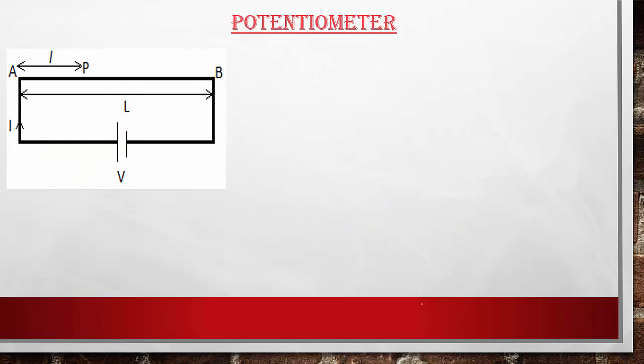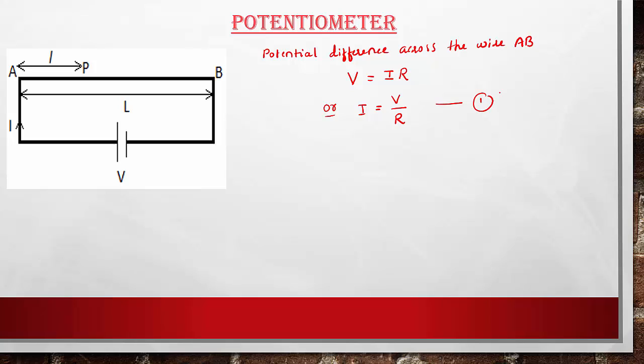Now we are going to consider the potential difference across the wire AB. I will redraw this diagram to understand the concept. The potential difference across the wire AB is given by V, where I is the steady current flowing through the wire and R is the resistance of the wire. V equals IR. Or we can write the steady current I equals V divided by R. Let us take this as equation number 1.